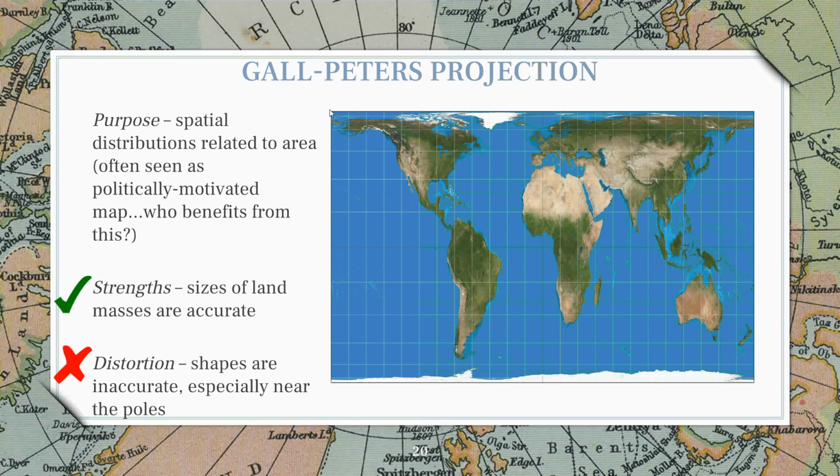Okay? So of the Gall-Peters, the strength is the size is correct now on our land masses. The distortion is that the shapes are off. Size is right, shapes are off. So these are all maps we've probably seen 100 times, and we just never thought, man, that is messed up.